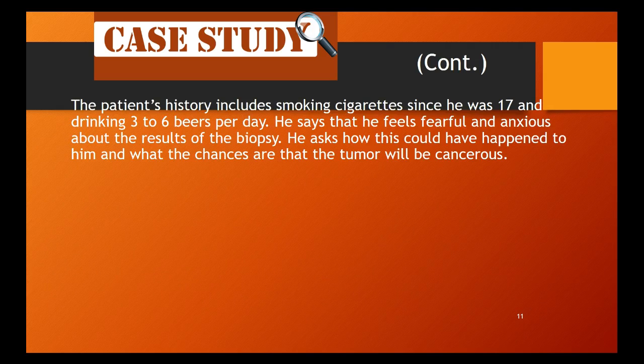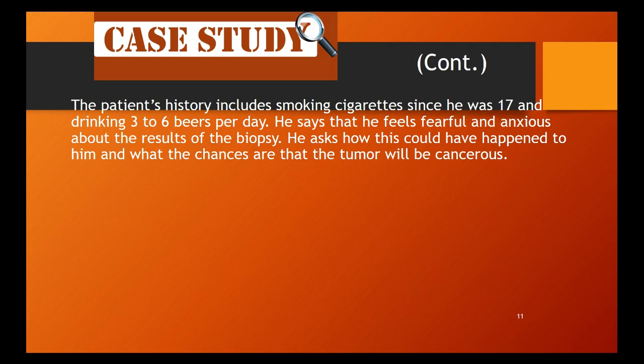The patient's history includes smoking. The same patient, his history includes smoking cigarettes, which we already know from earlier in this presentation is one of the main modifiable risk factors, since he was 17 years old, and he drinks 3 to 6 beers per day. He says that he feels fearful and anxious about the results of the biopsy. He asks how this could have happened to him and what the chances are that the tumor will be cancerous.